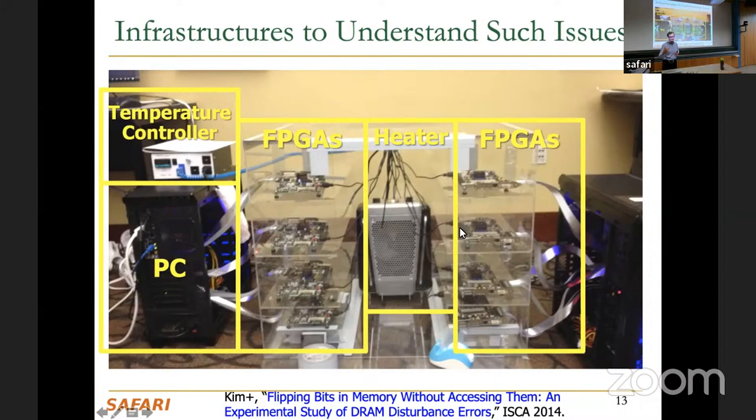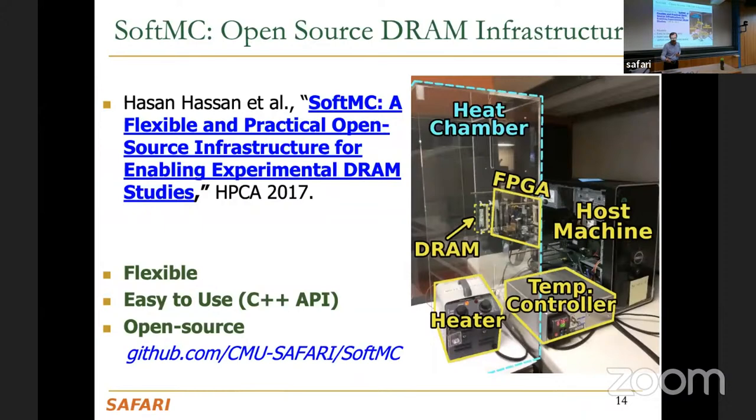And this is a more recent infrastructure. We eventually called it SoftMC when we released it in 2017. Anyone can download it if they are interested in doing research. We do a lot of research in my group using this infrastructure, even right now, and we still keep discovering new things about memory, which is also fascinating, I think.